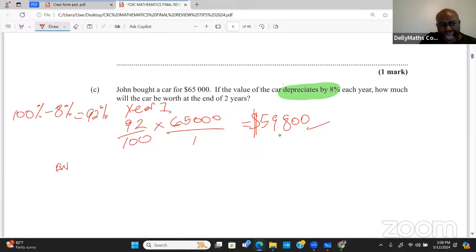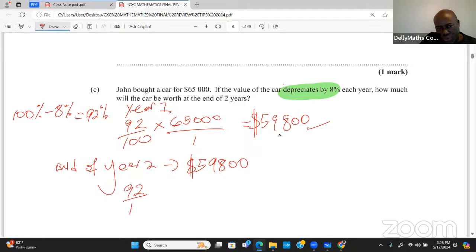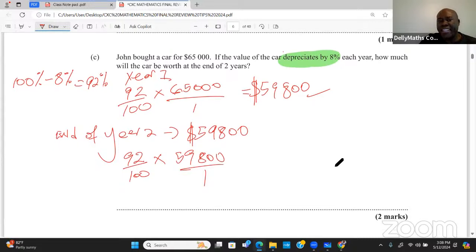So we're looking at the end of year 2 now. Now, remember again, it is still depreciating by 8%, right? Which means that we're looking at a new value for the car right now. This is the value of the car right now. We still will find 92% of this, because this is what it is worth now, and then we're taking off 8%. So we're dealing with 92% of what is left right now. And remember, it's not 65,000 anymore. The car is now valued at the new figure. And then after this, we'll see where we reach.